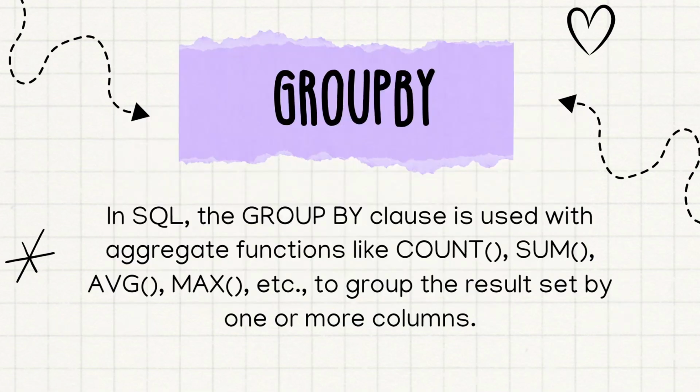In SQL, the group by clause is used in conjunction with aggregate functions like count, sum, average, max, etc. to group the result set by one or more columns. This is particularly useful when you want to perform calculations on subsets of data. Now, let's look at an example.